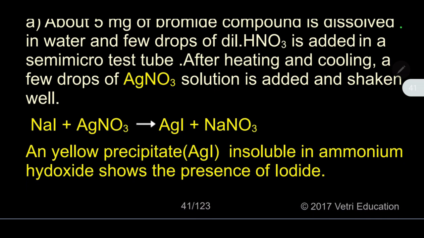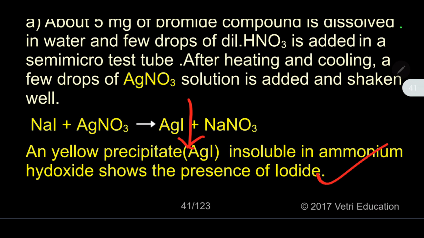So what will happen now? When you treat the iodide with the silver nitrate, the corresponding silver iodide is formed. Silver iodide, a dark yellow precipitate. A yellow precipitate of silver iodide insoluble in ammonium hydroxide shows the presence of iodide. So this is the confirmative test.